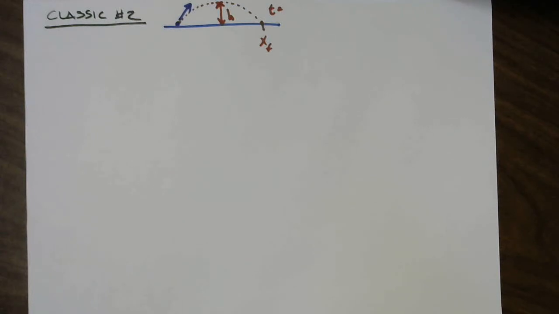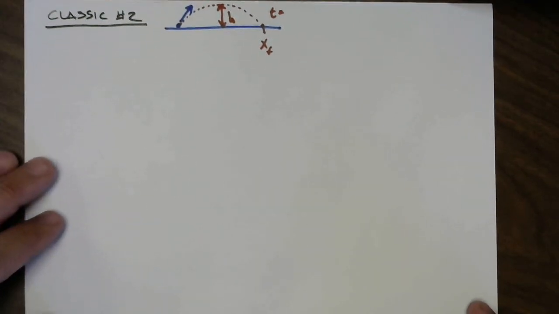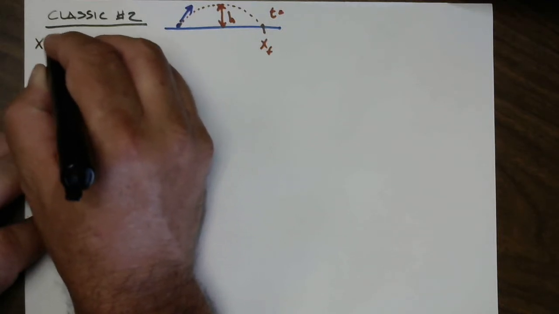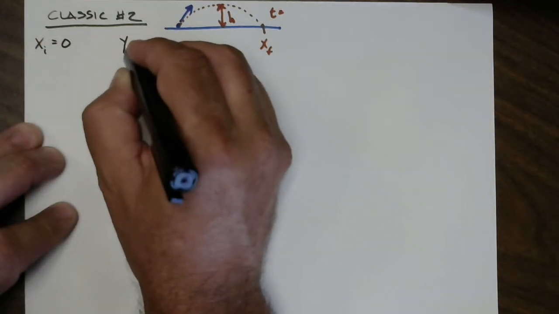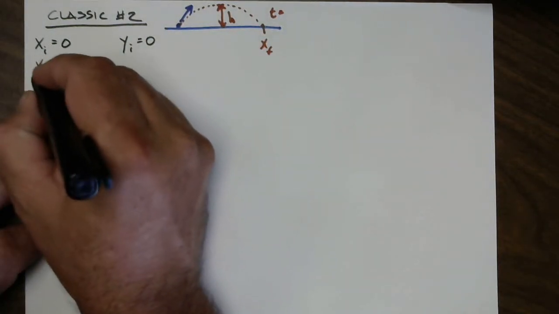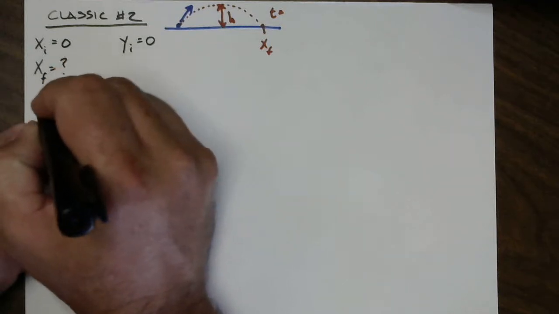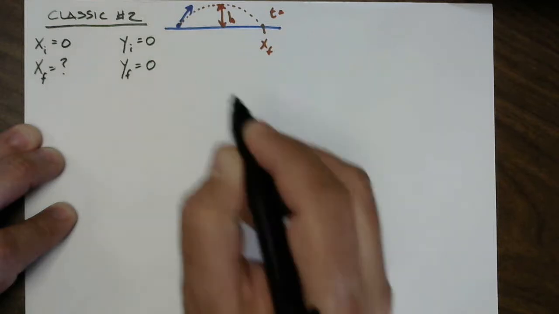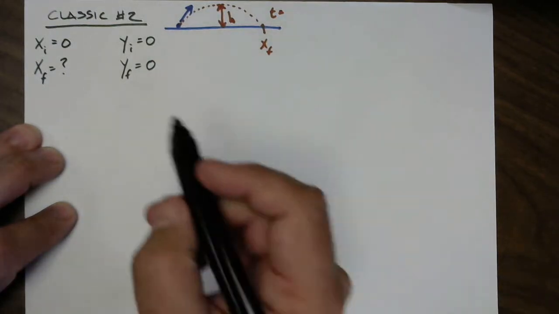And today, I would like to solve this problem without any numbers, just with symbols, and see if we can come up with some equations that will be generically true, always true for this type of problem. So let's go ahead and make the list of knowns and unknowns. The starting position in x can always be chosen to be 0, as can the starting position in y. The final position in the x direction is usually unknown to us. They call it the range. And the final position in the y direction is 0 because this thing lands back on the ground.